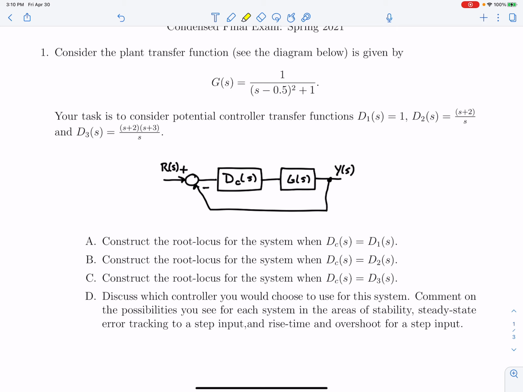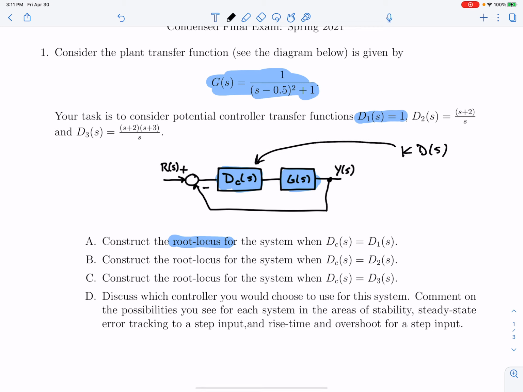All right, so we're going to start with a transfer function. A given transfer function that shows up as the plant in our feedback control system. And then what you're going to do is walk through the root locus for various types of controller designs. So you're going to look at just a constant gain. D1 of s is equal to 1, but then when you do the root locus, you scale that by k. So k times D of s is what ends up showing up in this block.